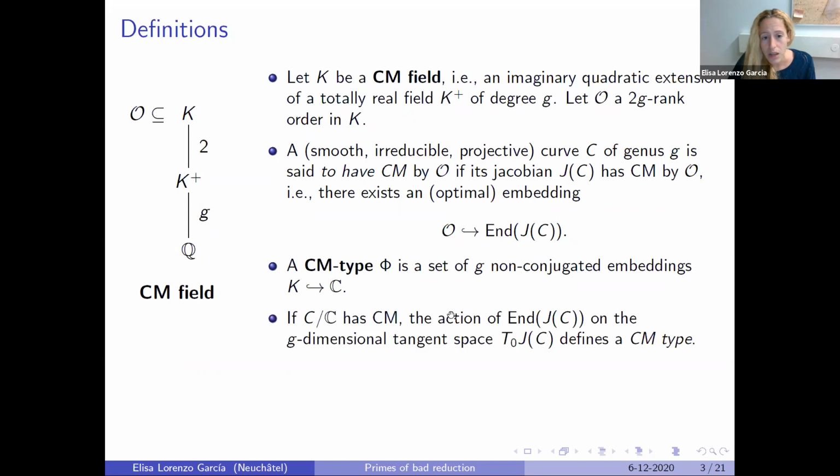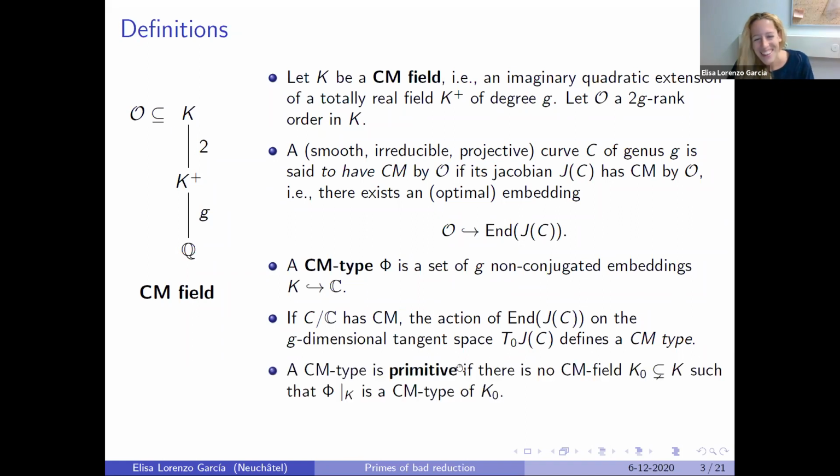Why is this important? Because given a curve with complex multiplication, we have in a natural way a CM type. We just get it by looking at the action of the endomorphisms on the tangent space. So something more about CM types, this is maybe a little bit technical, but I'm not going to use it that much. So if you think it is complicated, forget about it.